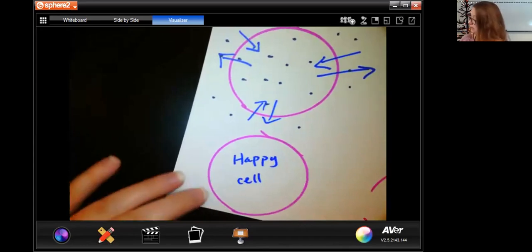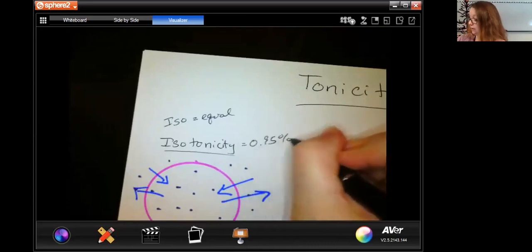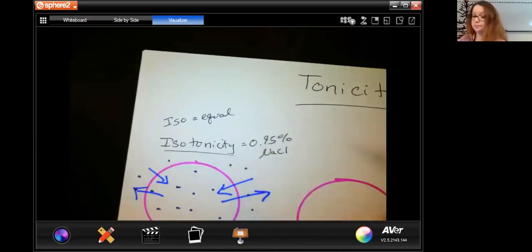For human beings, an isotonic environment is 0.95% NaCl. Okay? We're happy there. We are slightly salty. You all a little bit salty. That's what I'm saying. Don't be so salty, but also be that salty, because that's what you want to be to maintain life functions.